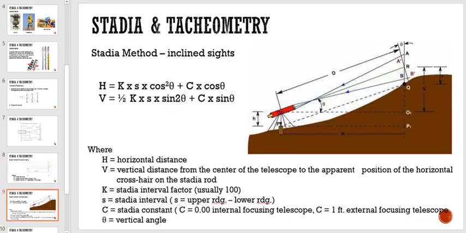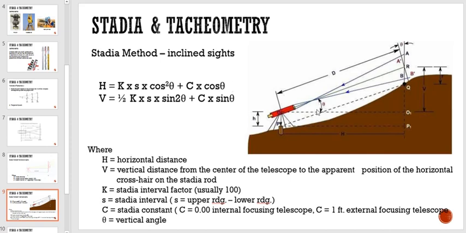Okay. So for Stadia methods on inclined sights, we have the following formulas. This is one of the advantages of Stadia and tacheometry. We can incline the telescope, so we can get a reading even if it is not horizontal. For the formula for the horizontal distance, using the trigonometric method, we obtain H equal to Ks times cosine squared theta plus C times cosine theta. So there is an angle here.